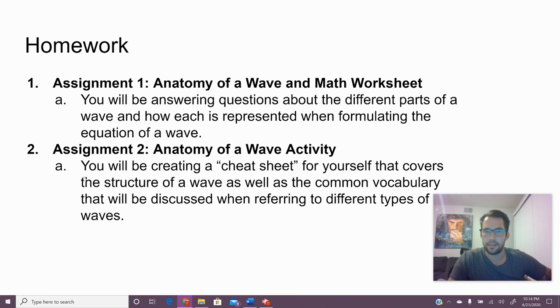The purpose of this is it's not necessarily a very difficult homework assignment, but I want you to know these terms because we're going to be talking about light and we're going to be talking about sound and all these different waves. And I'm going to be talking about changes in frequency, changes in amplitude, and how that affects the sound or the light that we see.